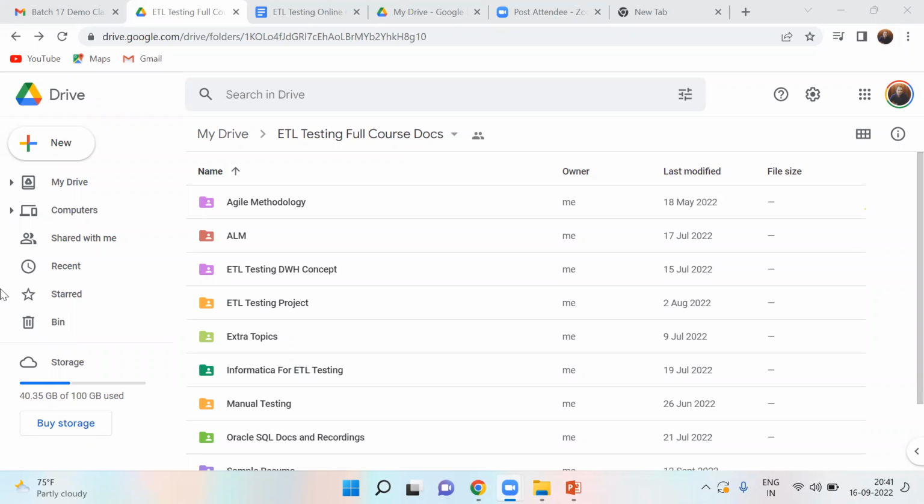Sir, I want to say that if I join a company as an ETL tester, in the future I want to join as a SQL developer. Can I join? Definitely, if you have knowledge of SQL, you can join as a developer also. No problem in that.